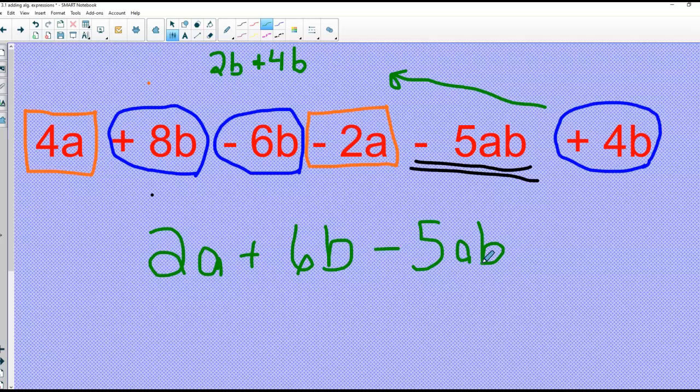So first job is to find your like terms. Then you can do your combining. Make sure you pay attention to the sign to the left. Okay? So there's some practice for you to do on Schoology.